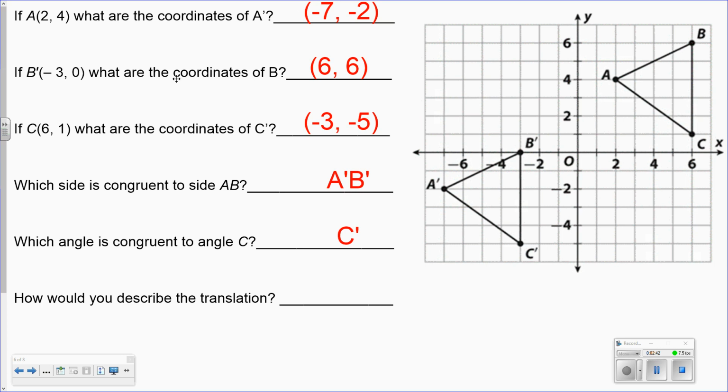And how would you describe the translation? Well, let's see what happened. It went from A to A prime. So I'm going to count how many to the left and how many down. So left 9, down 6.